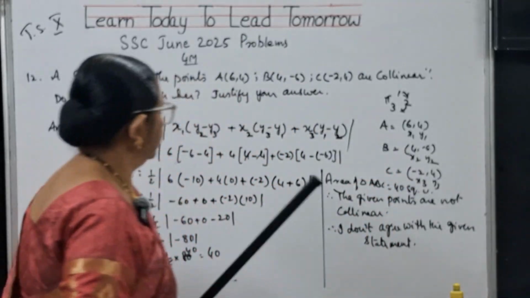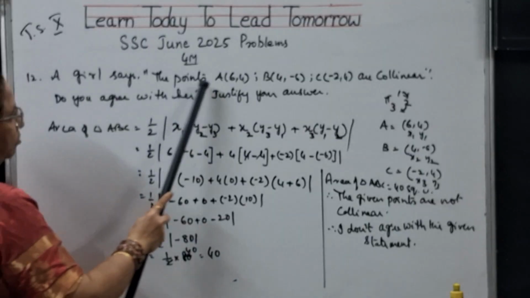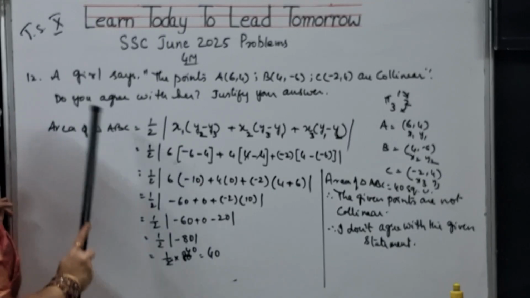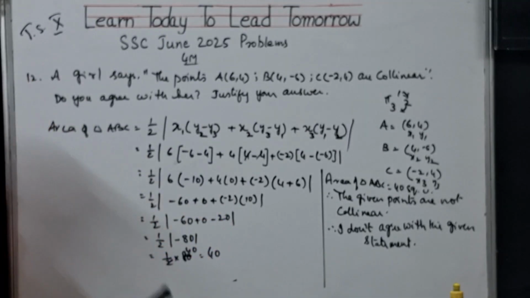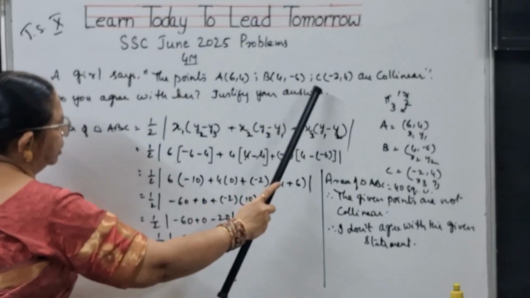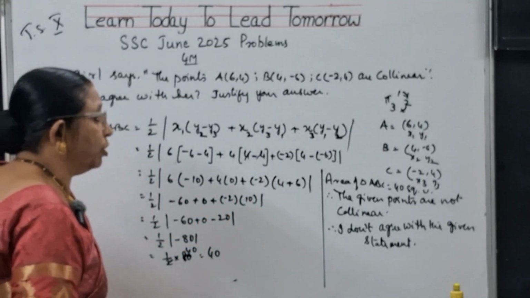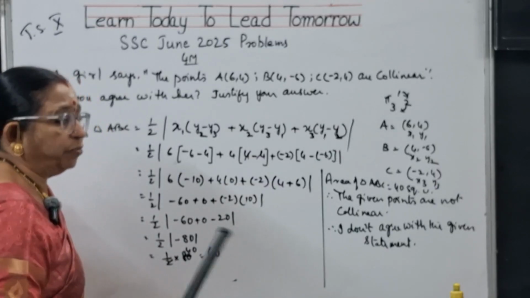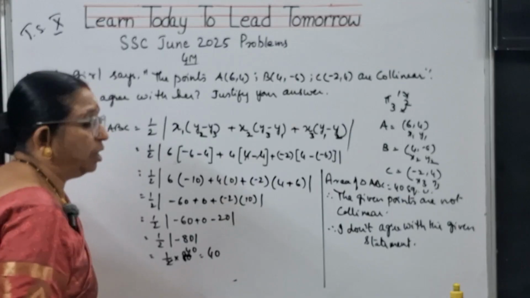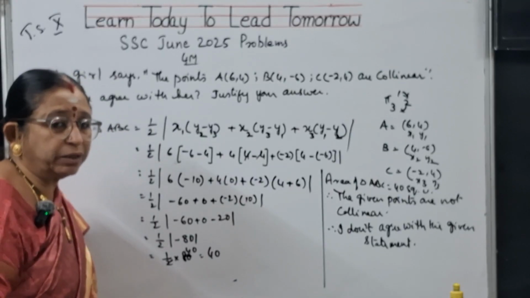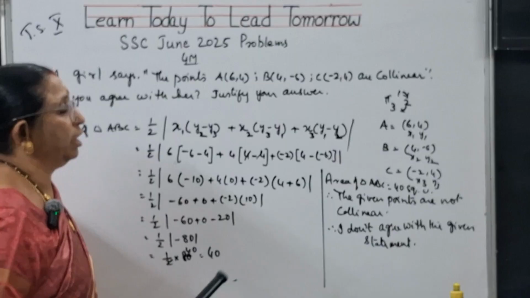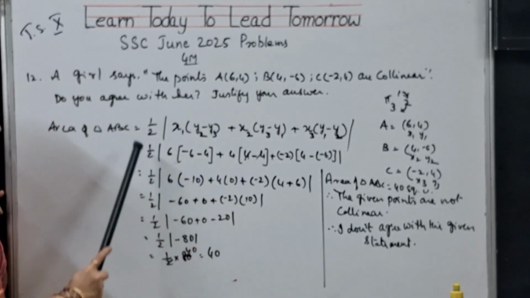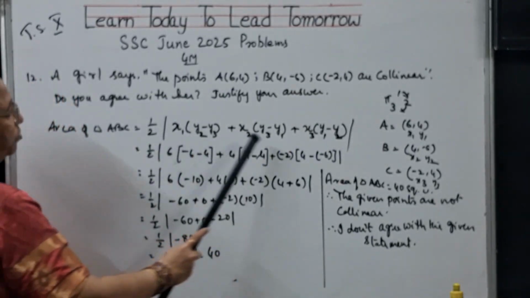Once again, see, the question is, a girl says the points A 6, 4, B minus 4, minus 6, C minus 2, 4 are collinear. Do you agree with her? Justify your answer. So, first what you have to do, when the given 3 points are collinear, then a triangle will not form. So, if you go for the area of triangle formula, it is very convenient for us to see, children. If area of triangle is 0, we can say the triangle is not forming, that means the points are collinear. If area of triangle gets some value, that means a triangle is forming, so they are not collinear. So half modulus, I have explained to you just now how the formula has to be done.